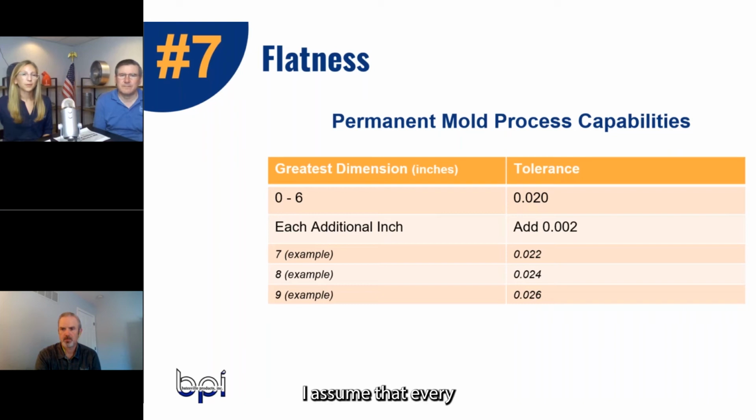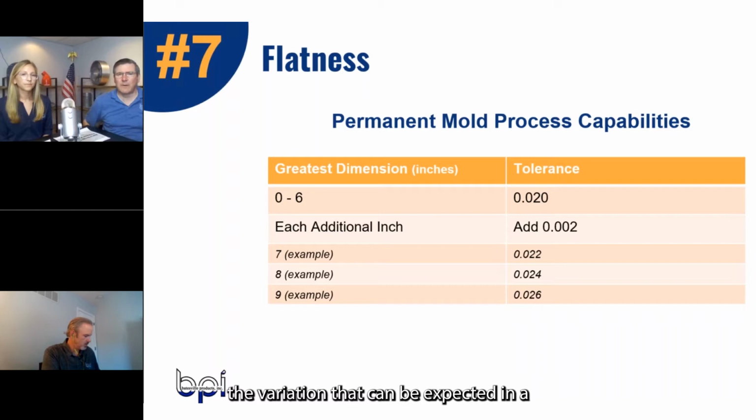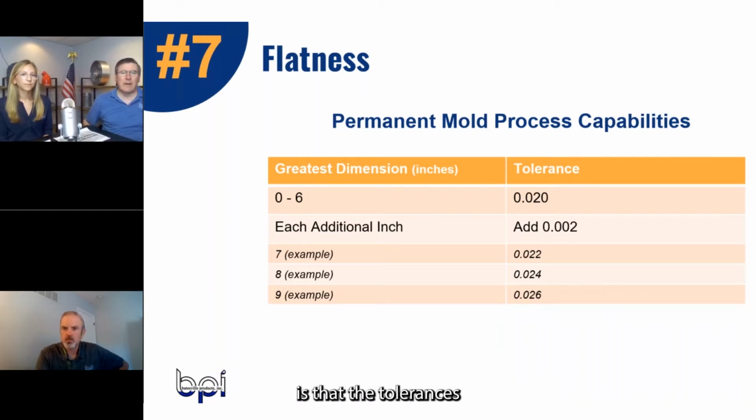I assume that every part has a flatness spec, so how do you check it for permanent mold? Well, flatness is defined as the variation between two parallel planes. Okay. So this is the variation that can be expected in a permanent mold casting. Now, the good news is that the tolerances for permanent mold castings all across the board are really tight compared to many other casting processes.